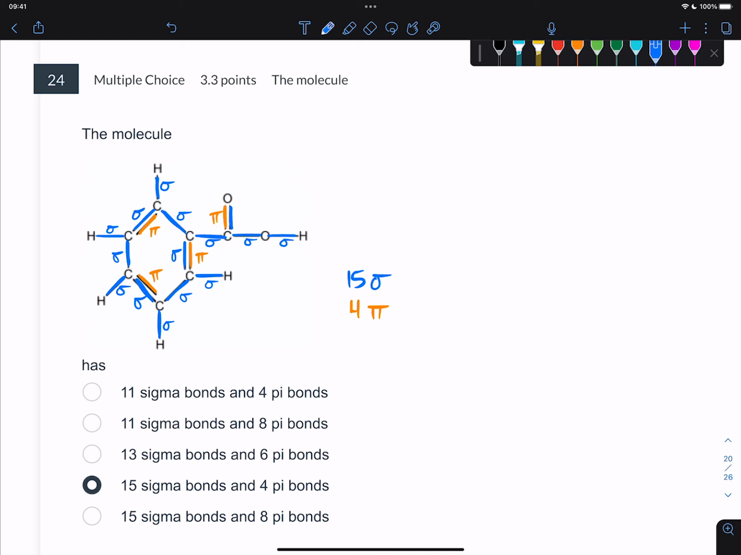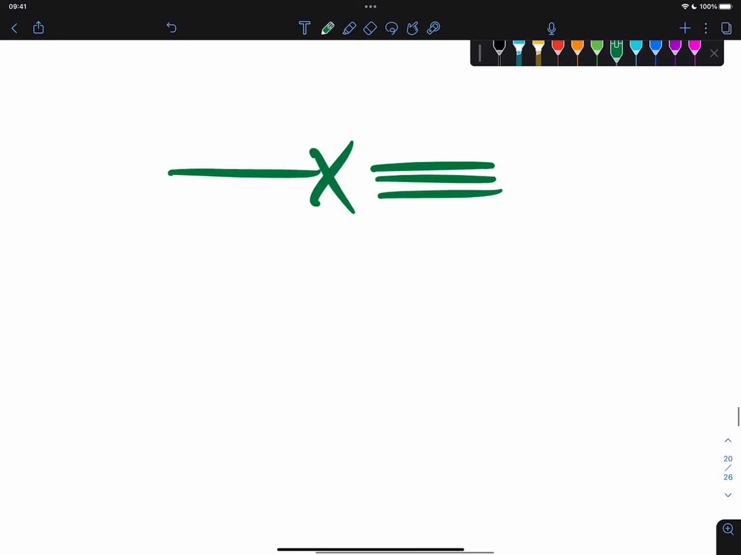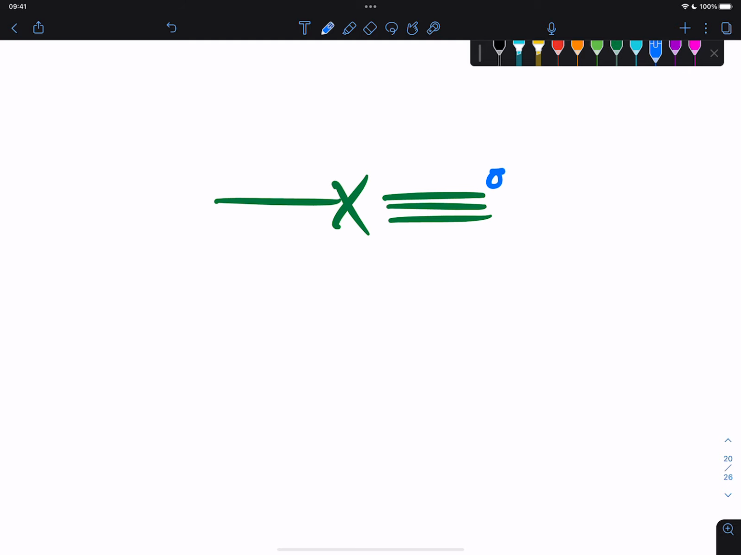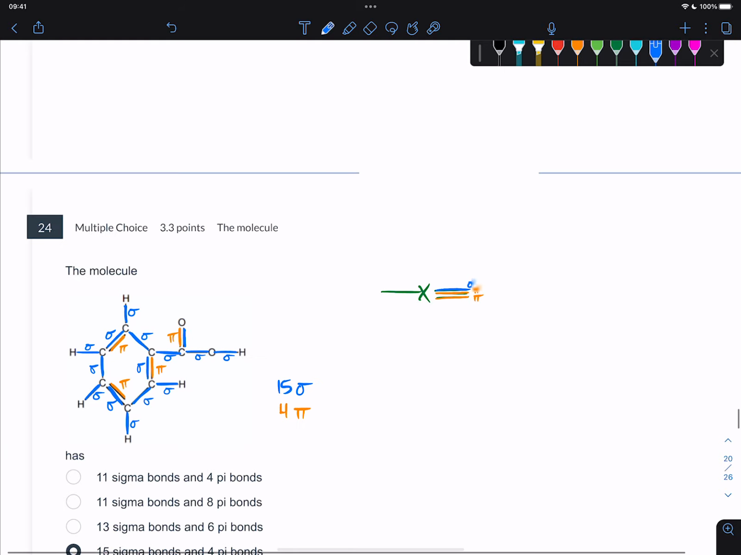Now, what if there were a triple bond? Suppose you had something that looked like this. Triple bonds work this way. Triple bonds are going to be made of a single sigma and then 2 pi's. So that's a pi, and then that's a sigma, just in case you see it.